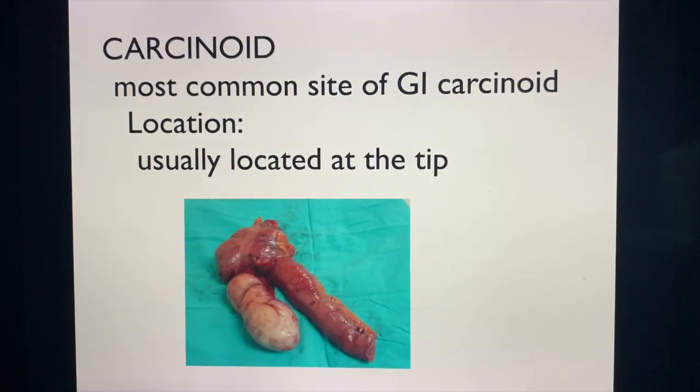Now, winding down, tumors in the appendix. What is the most common site of GI carcinoid? It's the appendix. It's usually located at the tip of the appendix. If you recall earlier, we mentioned the argentaffin cells, or the Kulchitsky cells, as the source of your carcinoid tumor. That is also known as your enterochromaffin cells.